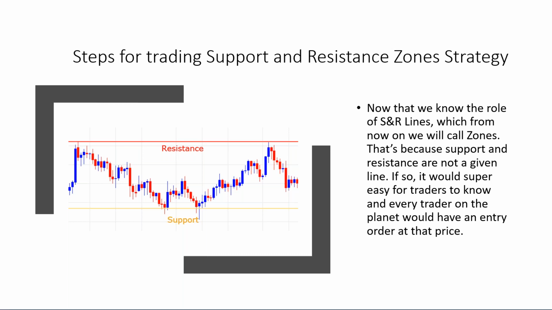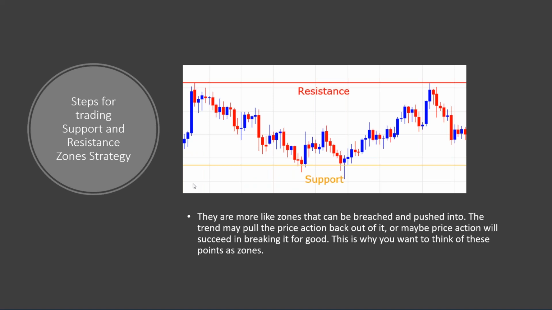So don't say that you're going to buy the euro at 102.49 because that's where the support line is. Now that we trade in all these digits to the right, they're not going to ever be exact. So remember, they are zones. In fact, some people draw two lines and then fill them in and make them the zone. But they are more like zones that can be breached and pushed into. The trend may pull the price action back out of it. And maybe price action will succeed in breaking it for good.